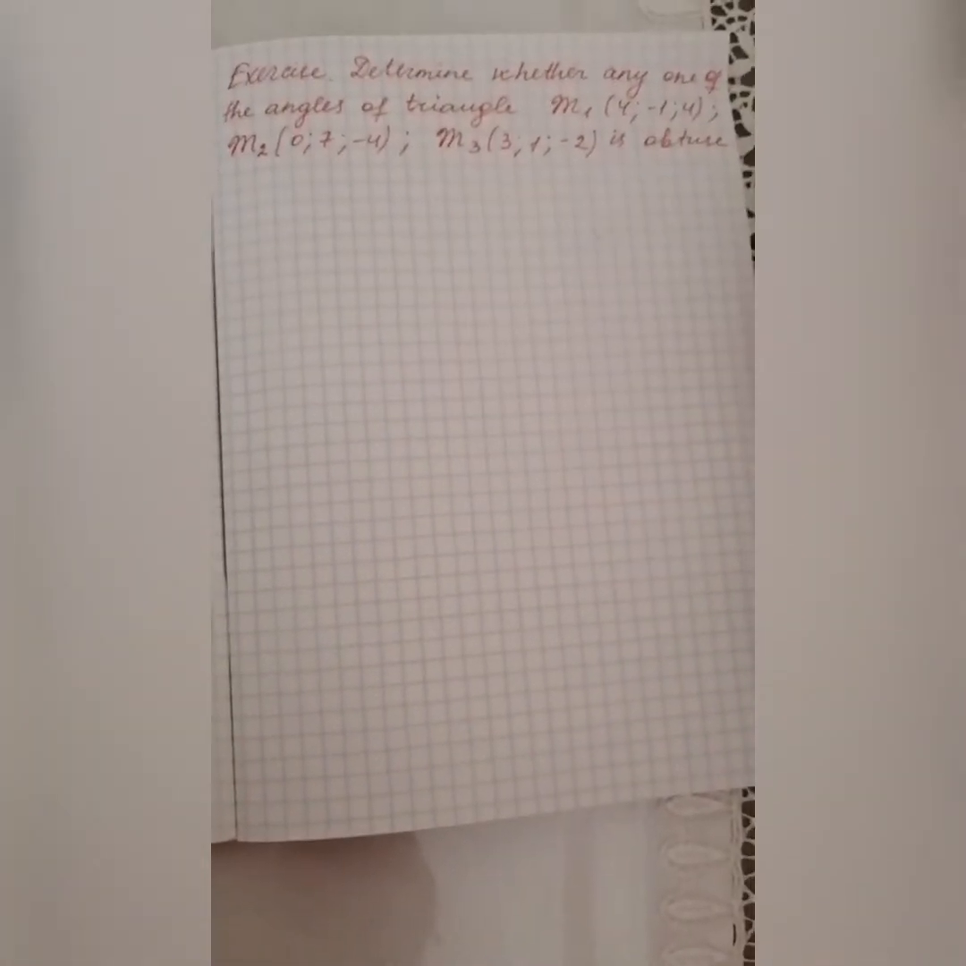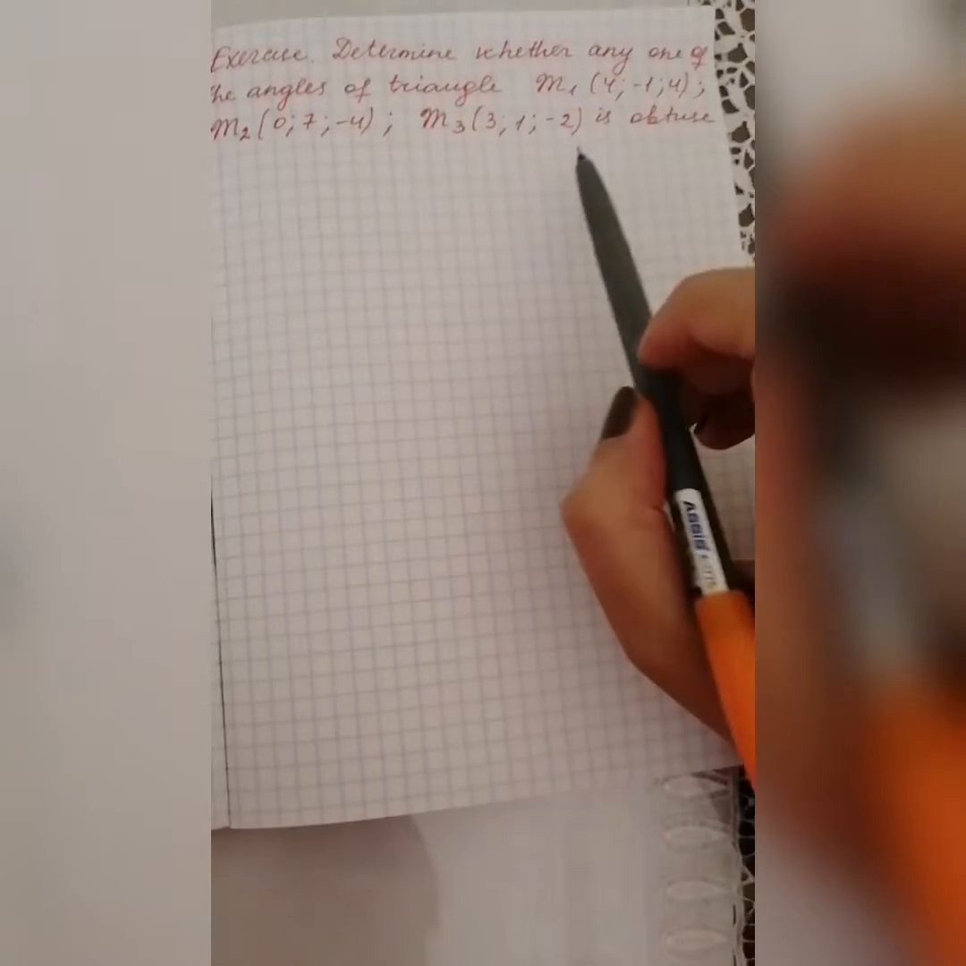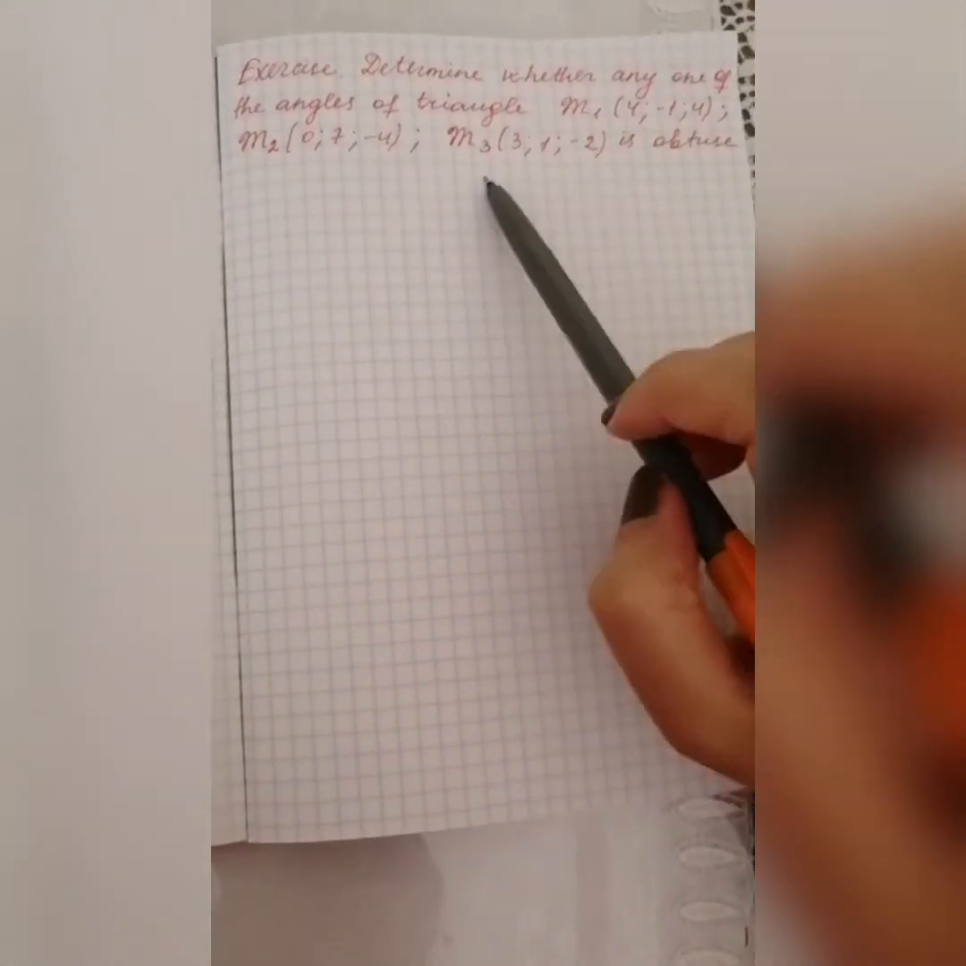Exercise: determine whether any of the angles of triangle M1, M2 and M3 is obtuse. Firstly, what is an obtuse angle? An obtuse angle is an angle greater than 90 degrees. And so let's find out. These are the coordinates of the points.